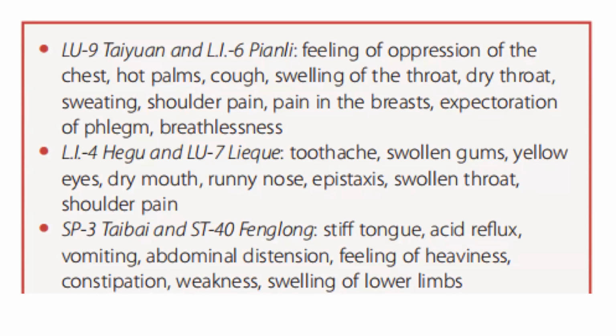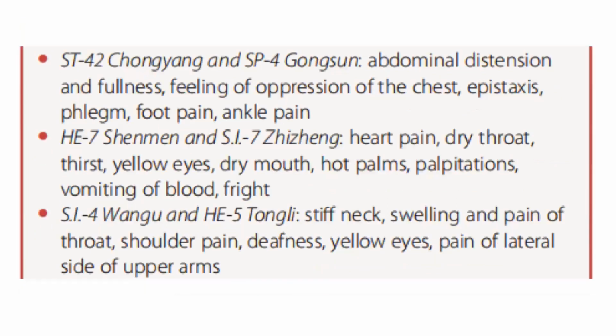Spleen 3 with stomach 40 can be used to treat stiff tongue, acid reflux, vomiting, abdominal distension, feeling of heaviness, constipation, weakness, and swelling of lower limbs. Stomach 42 and spleen 4 can be used to treat abdominal distension and fullness, the feeling of oppression of the chest, epistaxis, phlegm, foot pain, and ankle pain.